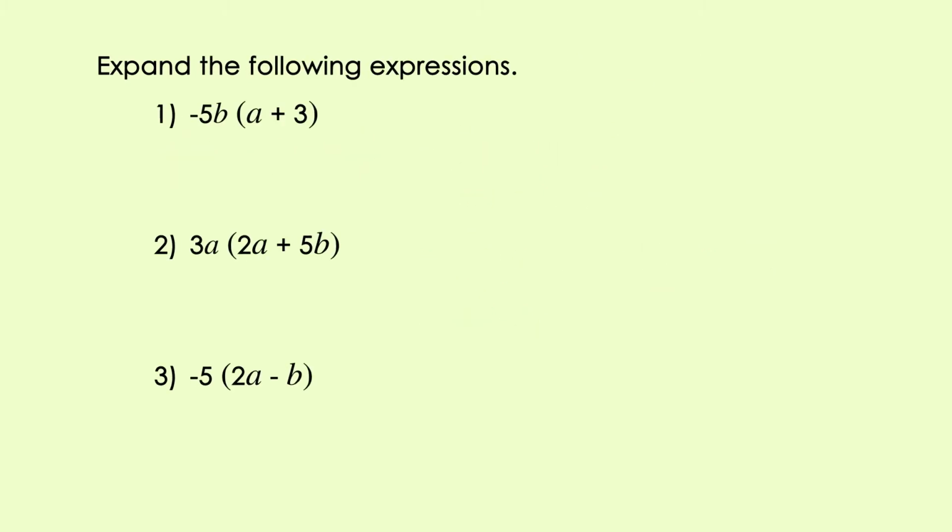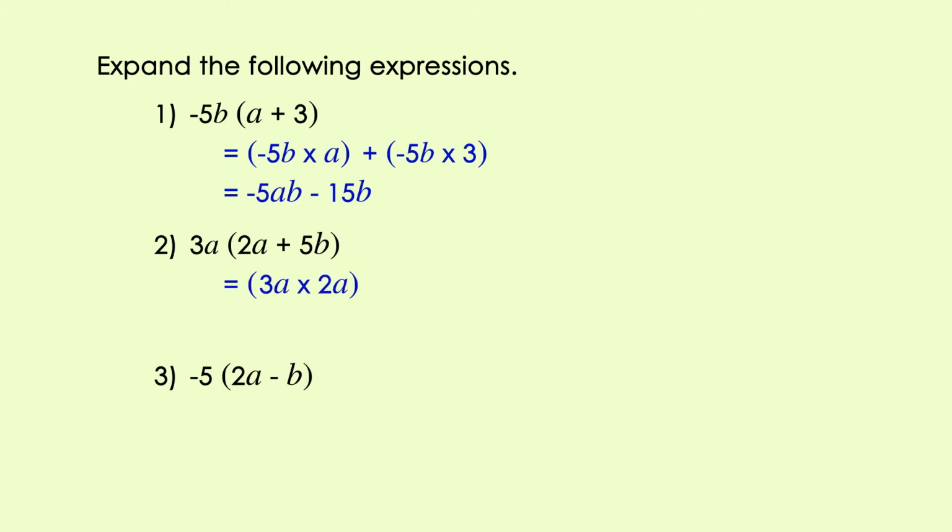Boys and girls, let us do this question together. We need to multiply negative 5b with a, and our next term is negative 5b times 3. The product of expansion is negative 5ab minus 15b. Did you get this answer? Excellent! Boys and girls, let us now do our next question.